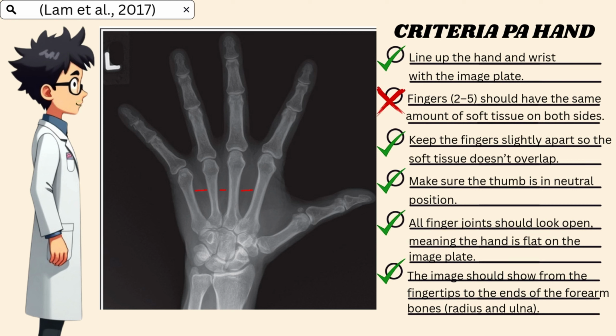As you can see, the second criterion is not fulfilled. The hand appears overextended, causing the shafts of the metacarpals and phalanges, especially digits 2 to 5, not to show equal amounts of soft tissue on each side. Additionally, the MCP, PIP, and DIP joints may not appear open, making it difficult to evaluate joint spaces and overall alignment properly. To correct this, the patient should be asked to relax and reposition the hand so that it lies flat on the image receptor, reducing extension and rotation.